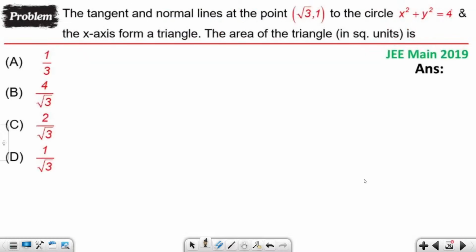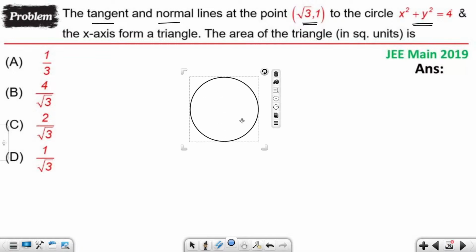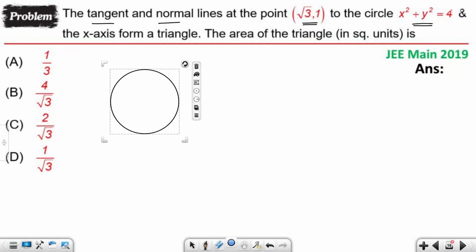Now let us come to this problem which came in JEE Main 2019. The question is: the tangent and normal lines at the point root 3, 1 to the circle x square plus y square equals 4. So let me draw the circle first. One circle is there whose radius is 2 and center is at origin. Okay, center is at origin and radius is 2.